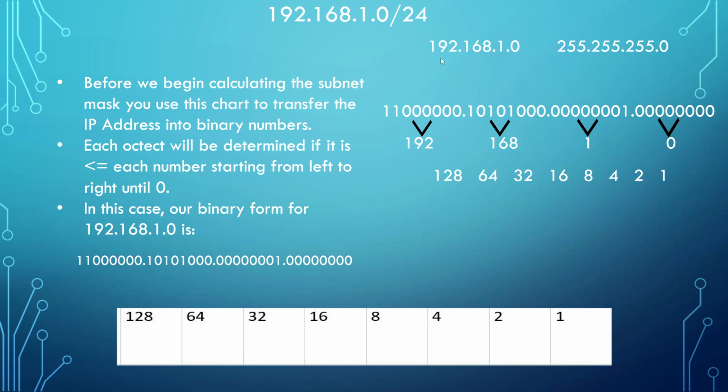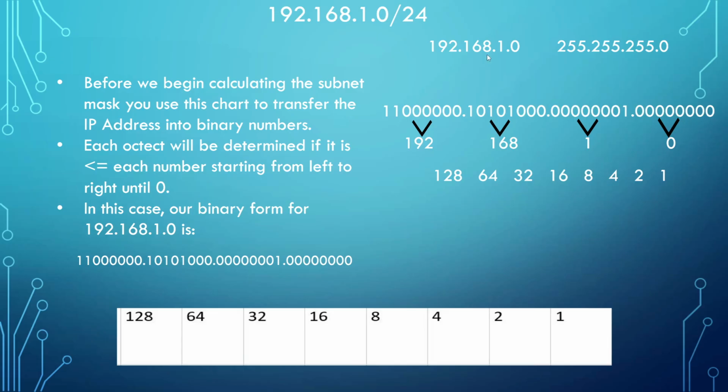192, we'll say, does it go into 128? Which it does. So right here, we're going to put a 1. And then we're going to subtract 128 from 192, which gives us 64. Does 64 go into 64, excuse me? And it does, so we'll put a 1 here. And then we'll subtract 64 from 64, and that'll be 0. So none of these other ones can go into that, so we're going to have to place all the other 6 as 0. And that'll be it for the first octet.